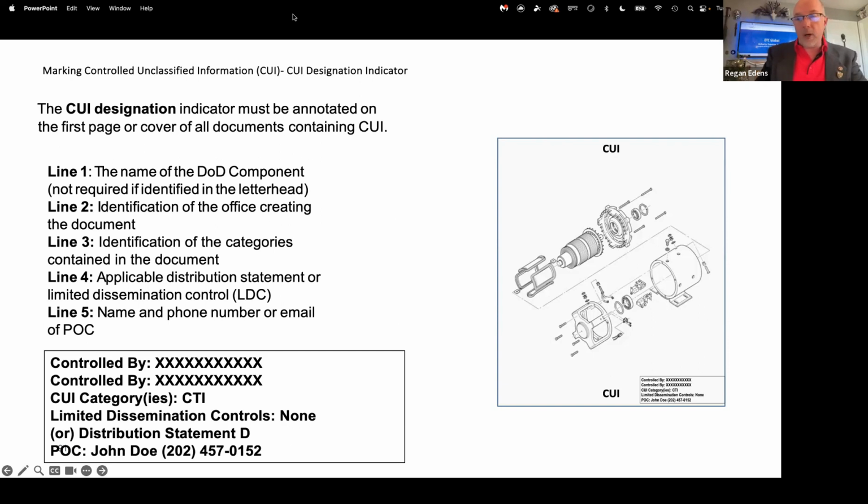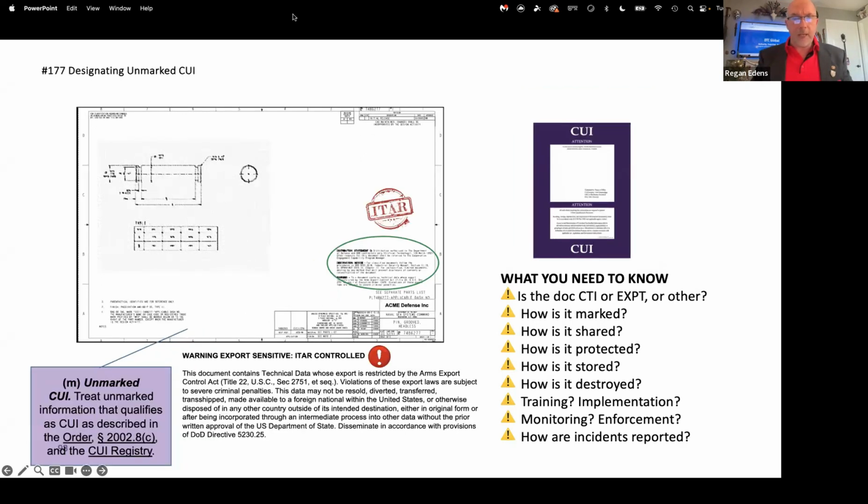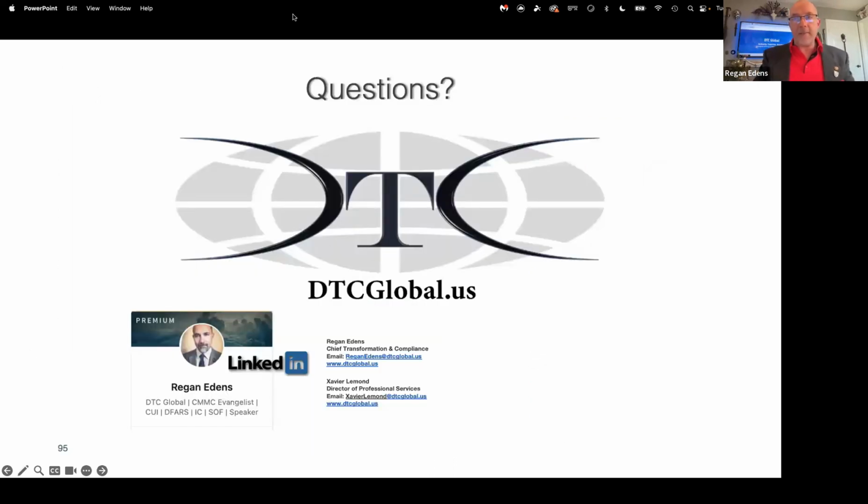That would be a properly marked document per the requirements in the normal defense supply chain. It would look exactly like this. CUI at the top, CUI at the bottom, the designator indicator fully filled out, or we would put this information on the cover sheet. Okay. Again, the exact same thing. All right. CUI at the top, CUI at the bottom, the designator indicator, or we would use the cover sheet. Okay. And then that's it.